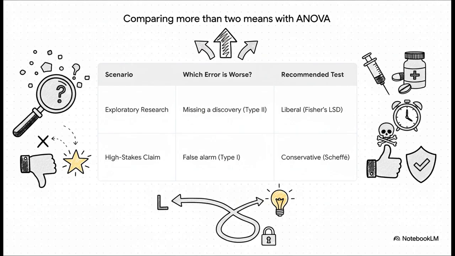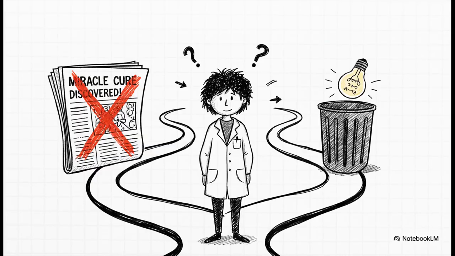But what if you're testing something with high stakes, like a new medical drug? Here, a false positive, a type 1 error, could be catastrophic. You absolutely cannot claim it works if it doesn't. In that case, you have to be conservative. You pick the Scheffé test. So you see, it's not about which test is magically better. The whole point is to think about the consequences of being wrong. The choice you make is all about which type of mistake is more costly for your specific project.